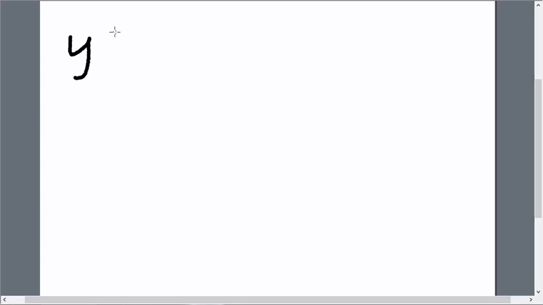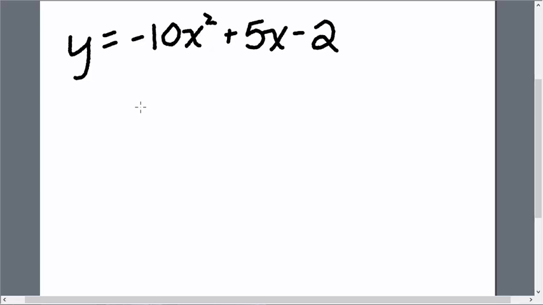So the first one we're going to do is we are going to figure out the direction, the axis of symmetry, and the vertex of this quadratic. So the first thing we're going to do is we're going to figure out direction.